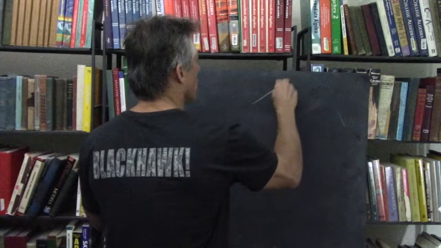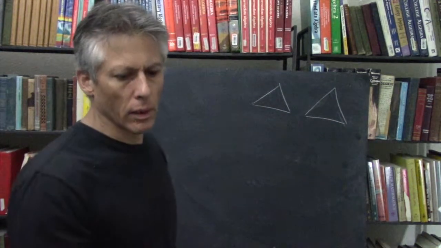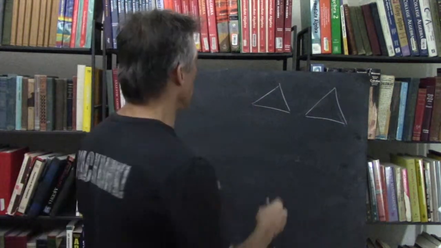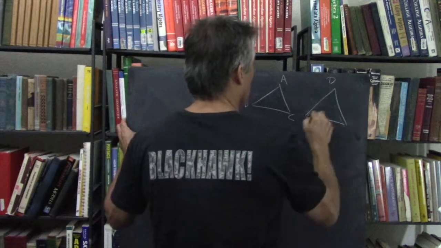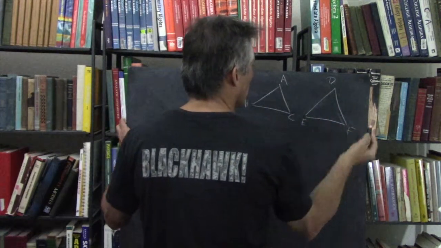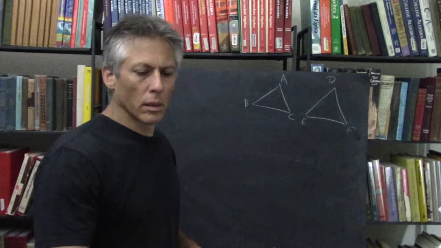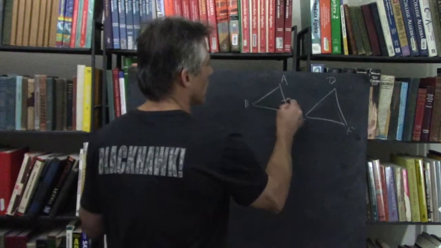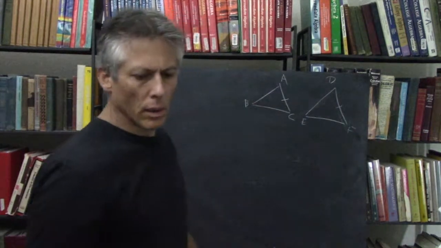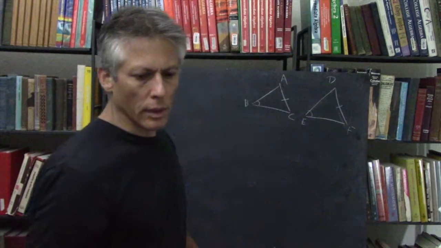So ASA theorem, we've got two triangles, and what here we're calling them ABC, DEF. Okay, so we're doing a proof of this. So we're given AC congruent to DF, B to E, and C to F.